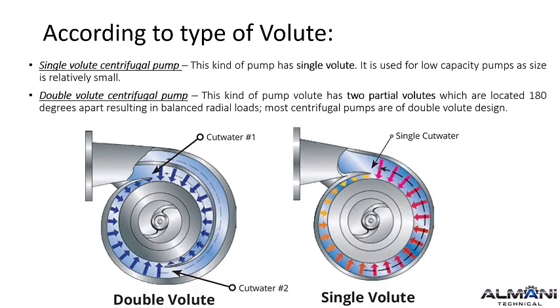The volute casing also comes in different designs. A single volute has one flow channel and a single cutwater. It's simple and used for smaller low-capacity pumps. However, it creates unbalanced radial forces on the impeller. A double volute solves this by having 2 separate flow channels and cutwaters, positioned 180 degrees apart. This balances the radial loads, reducing shaft deflection and vibration, which is why it's the preferred design for most larger centrifugal pumps.